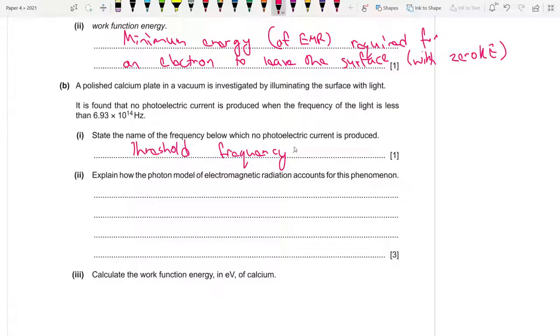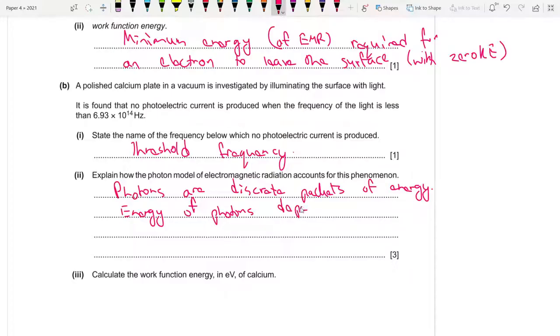Explain how the photon model of electromagnetic radiation accounts for this phenomenon. Mainly, what should we say? We should say that photons are discrete packets or quanta, right, of electromagnetic radiation or just energy. What does the energy depend on? The energy of photons depends on the frequency of electromagnetic radiation.